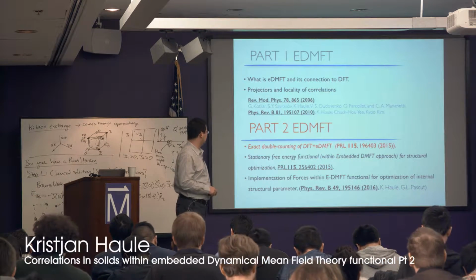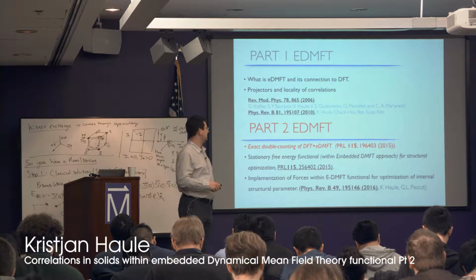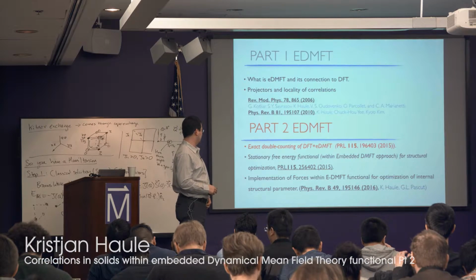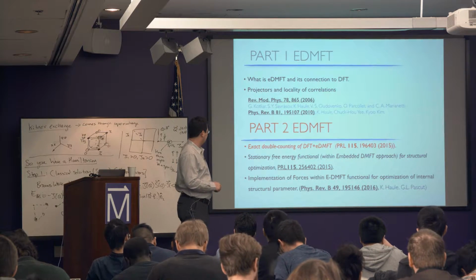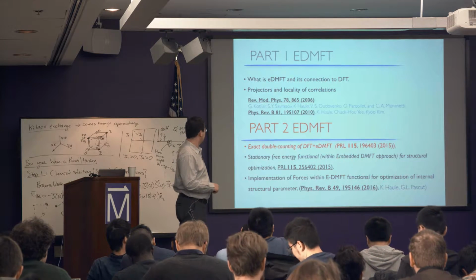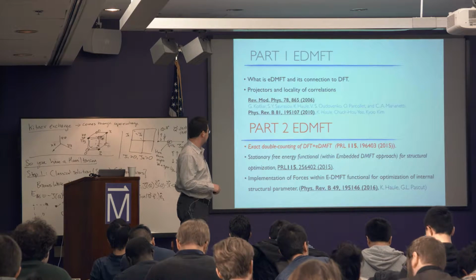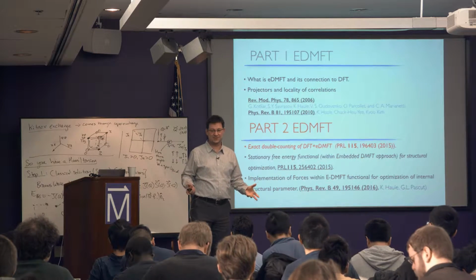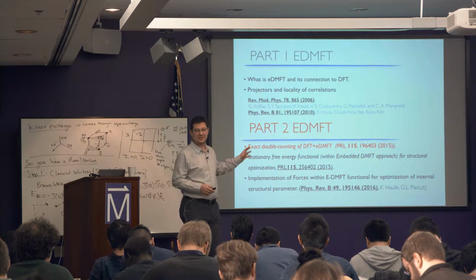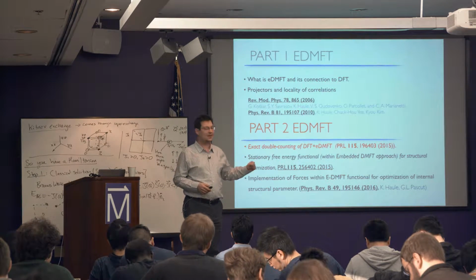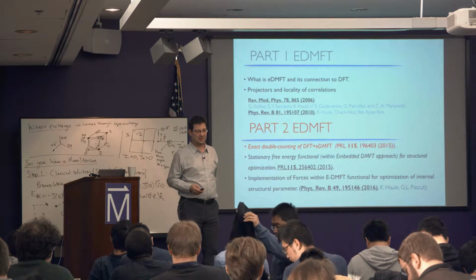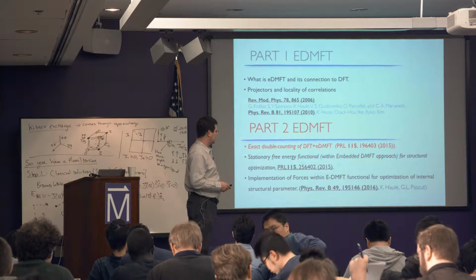So today I'm going to discuss a little bit more technical details about dynamical mean field theory and its recent developments. The important topics are exact double counting between DFT and DMFT, then stationarity of the free energy functional, and finally implementation of forces and structure optimization that can be done now. Most of these things you actually saw yesterday in the tutorial. Basically, all these things are available. You can just use them for the input.